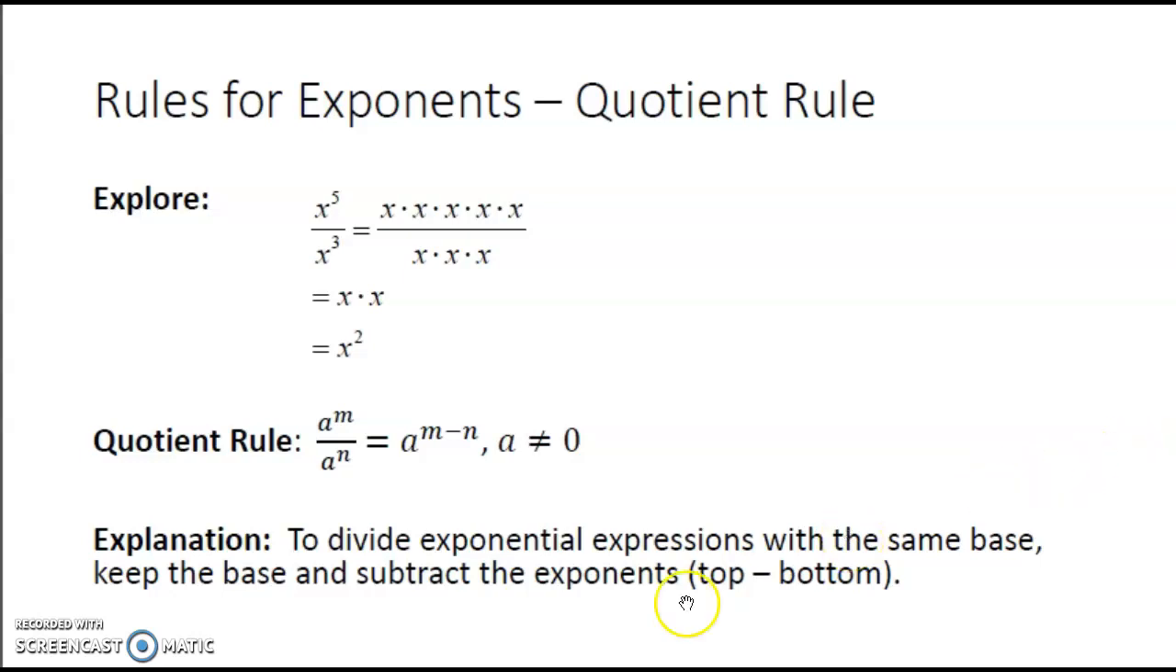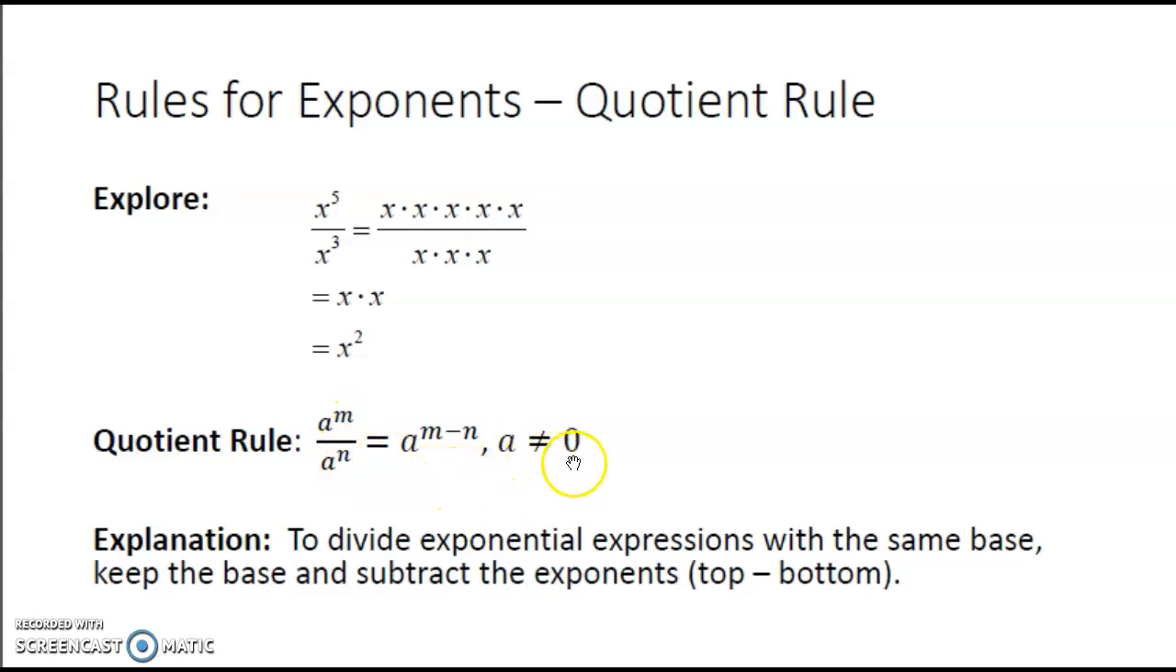So that brings us to our quotient rule. If we have a to the mth power divided by a to the nth power, that's the same as writing a to the m minus n power. So we're subtracting the exponents. Notice that it is the top exponent minus the bottom.